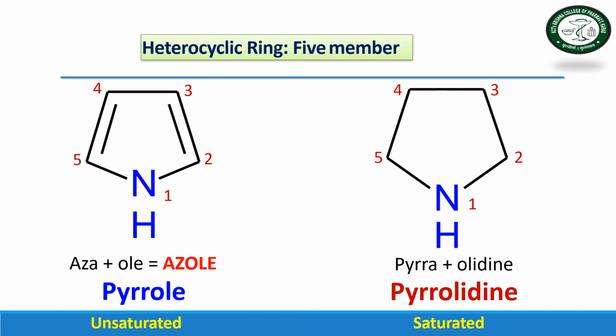So what is the name of this 5-membered ring? The name of this 5-membered ring is pyrrole. Okay.